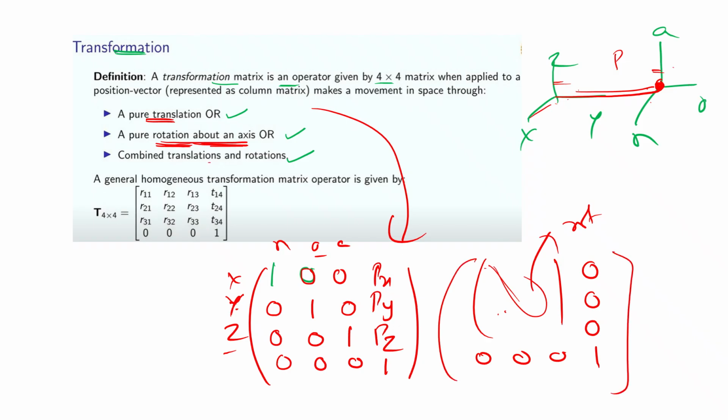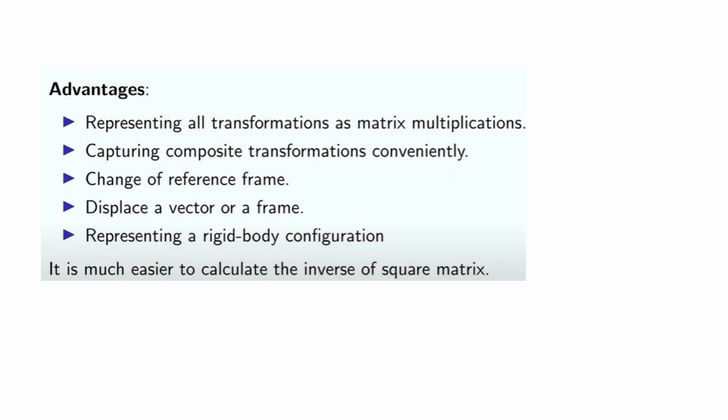Okay. Then you have both. So here, this represents orientation or rotation about an axis. This represents your position vector. So this is the example for pure translation. This is an example for pure rotation. This is the example for the combination of rotation and translation. Okay. So next, what are the advantages?